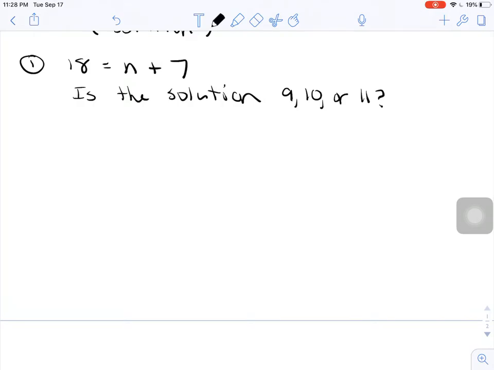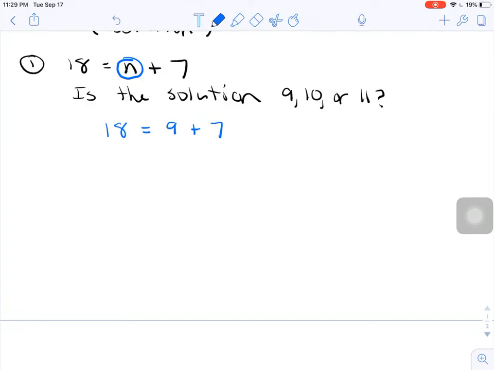So the only way to find out if any of these are the solution is to test them out. So remember, the solution is the number that we replace the variable with that makes the equation true. So the only way to find out if these work is to actually go through and replace the variable with each of these and test it out and see if it works. So if we take the first number, 9, and replace the variable n with it, then we would get an equation that looks like this. 18 equals 9 plus 7.